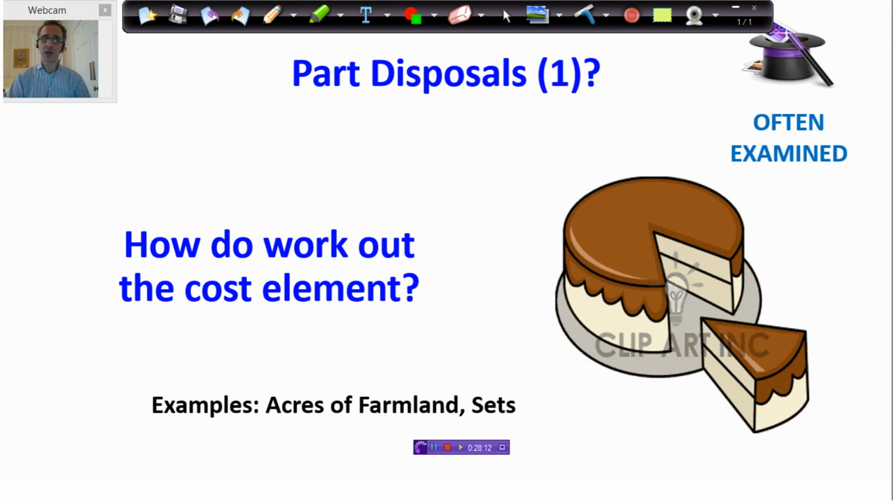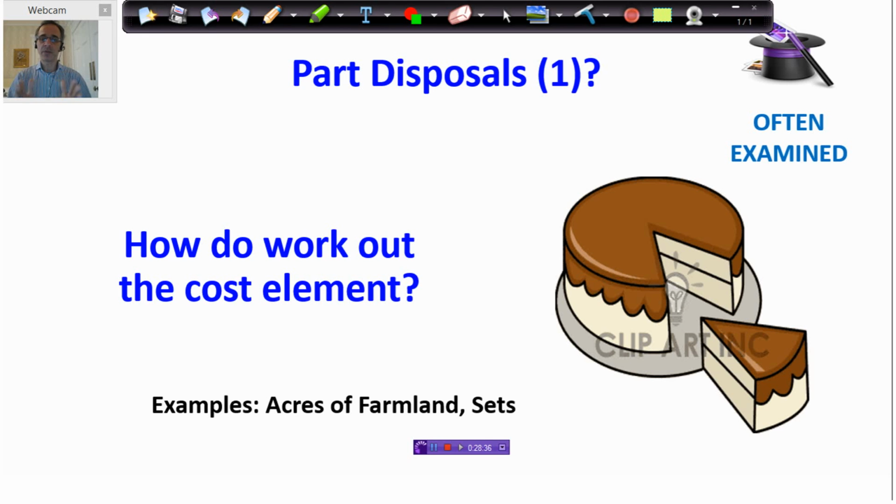And this is really why tax examiners examine this area, because in order to establish the cost where we're disposing of part of an asset, we actually have to use a specific formula, and it's called the part disposal formula. As you'll see up on the right-hand side, this is often examined. So this is something that you must get your heads around.